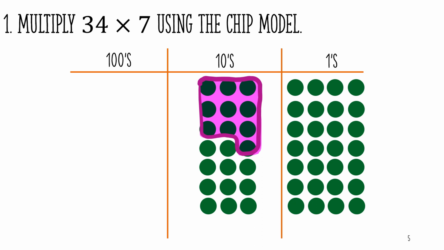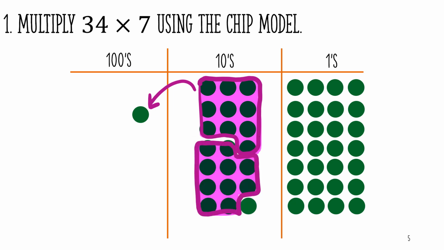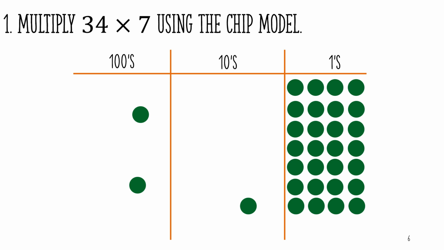Alright, so you can see I've highlighted 10 of my chips here in my tens column. I'm going to combine those and make them into one 100 chip. I'm going to do the same with another 10 chips in the tens column. I'm going to combine those and exchange those for one 100 chip. So those are gone now. You can see that we have left 2 chips in the 100s column, 1 chip in the tens column, and then 28 ones. Alright, so just making that look a little neater.